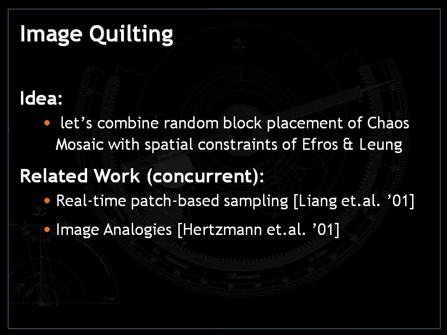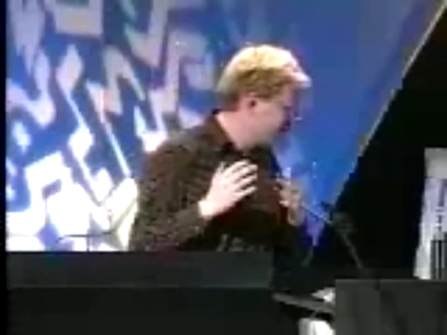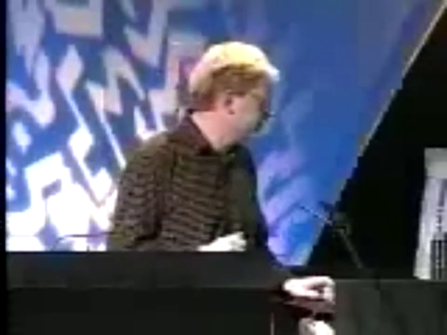So our idea was, let's combine this chaos mosaic random block placement with the spatial constraints of Efros-Leung and try to make it work. I have to mention that, as is usually the case in research, a lot of people think of the same thing at the same time. So there is the real-time patch-based sampling paper that's going to come out, I think in October, by Liang et al., which is very similar to the texture synthesis part of our paper. And then, of course, the previous talk, image analogies, is very similar to our transfer.